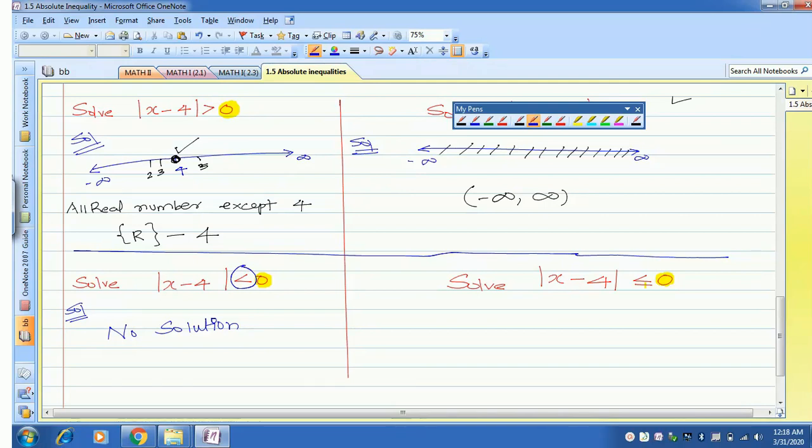Now coming to the last case, what is the difference between this one and the previous one? In the last one we had no equal, but here you just have equal. Less than is not possible, as we just discussed, and it has no solution. So the only case is x minus 4 equal to 0, so x equal to 4. Therefore the solution is only the single point. That's it.